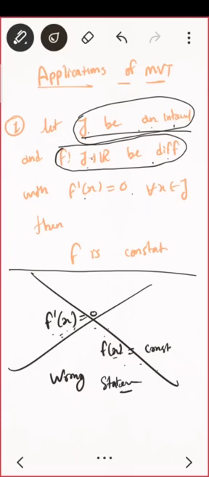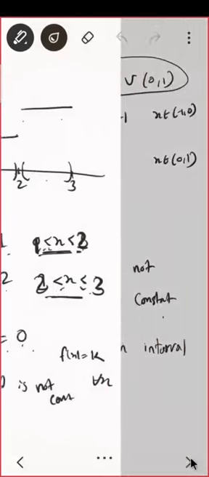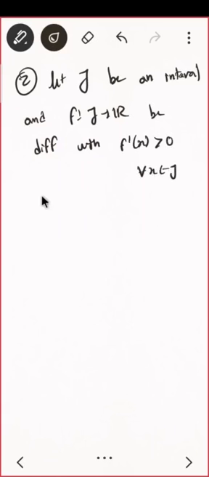And similarly, look at another application. People used to say that if derivative is positive, then the function is increasing. Here also you need to understand that this holds only when you have an interval. Let J be an interval. So the word interval is very important here. And f from J to R be differentiable with f dash of x greater than 0 for all x belongs to J, then f is increasing.